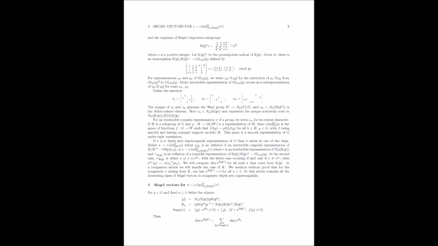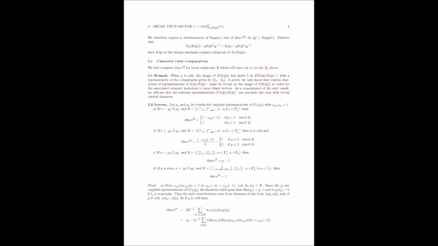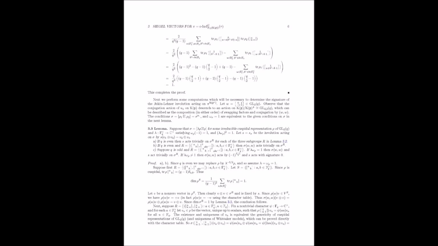let's return to that other key player in this story, the Aitken-Lehner involution. We've talked about its role in identifying double cosets and mentioned its signature, but we haven't explored that signature in detail yet. What's next on our agenda? In section 6, aptly titled The Aitken-Lehner Involution, Cohen digs deeper into the signature of this intriguing involution, analyzing how it acts on those spaces of Siegel vectors.